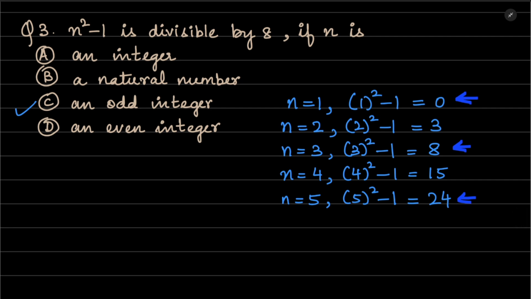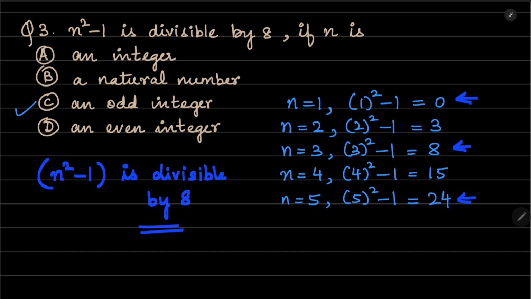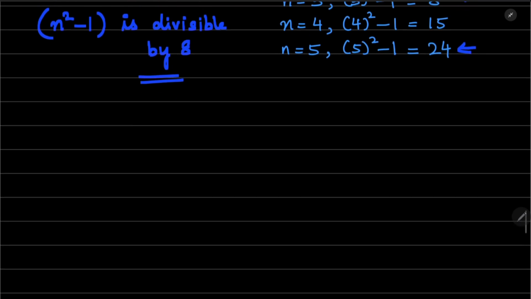So it's only for these odd integers, that is n equal to 1, 3 and 5, that you can see n square minus 1 is divisible. It's not for all integers, but specifically only for odd integers. You see that the given expression n square minus 1 is divisible by the number 8. So that's your answer. Okay, moving on to the next question.